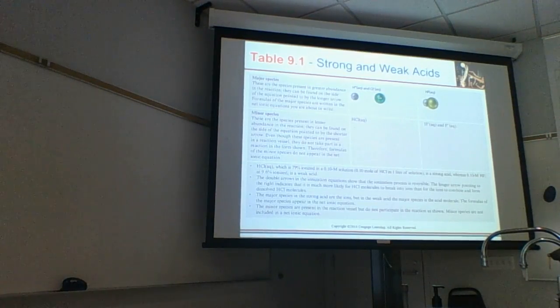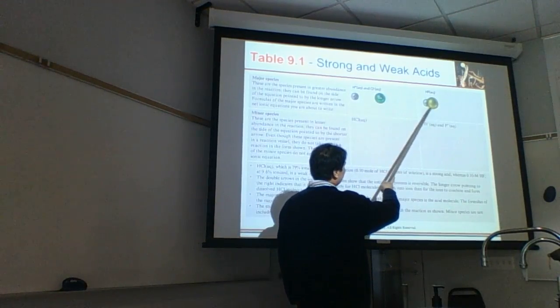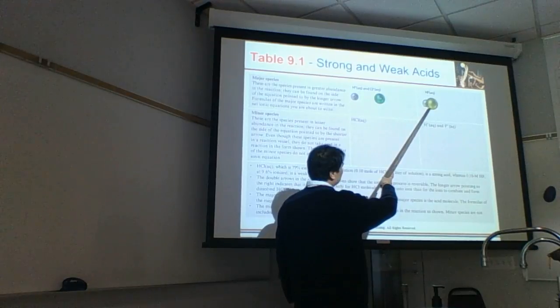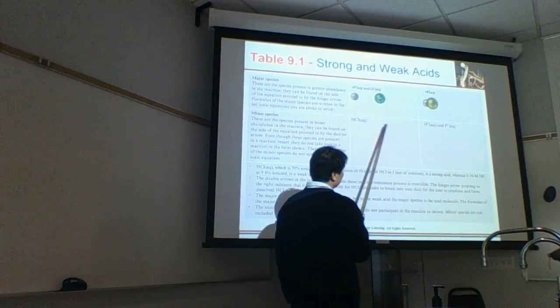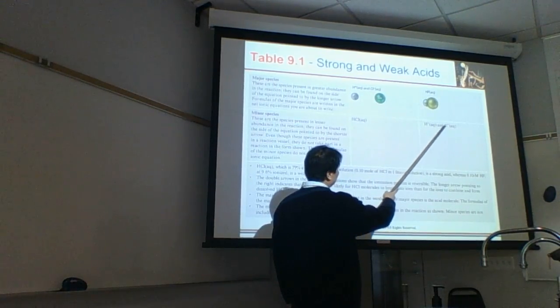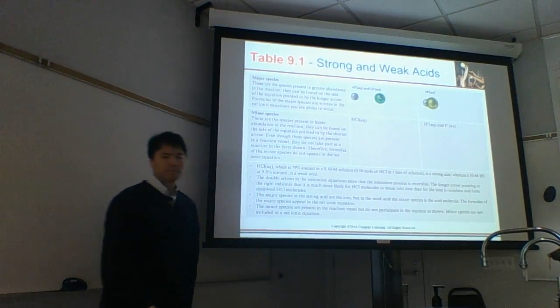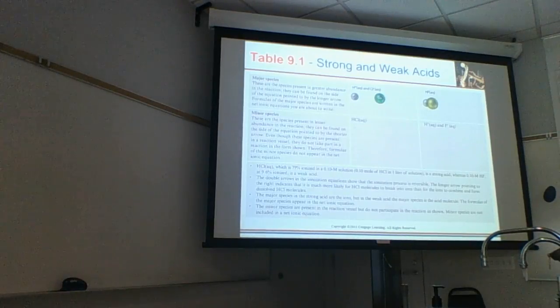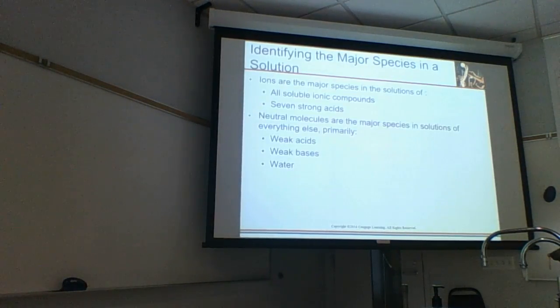The major species in an HCl solution are the ions. In HF, the major species are the unionized molecules. The minor species in HCl are the unionized molecules; you aren't going to find very many. In HF, the minor species would be the ions, hydronium and fluoride, or hydrogen ions and fluoride ions. The 7 common strong acids, we already did that.